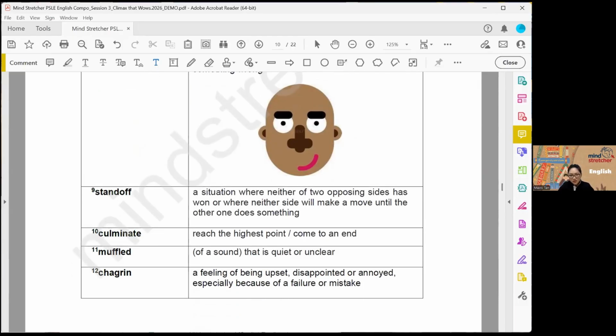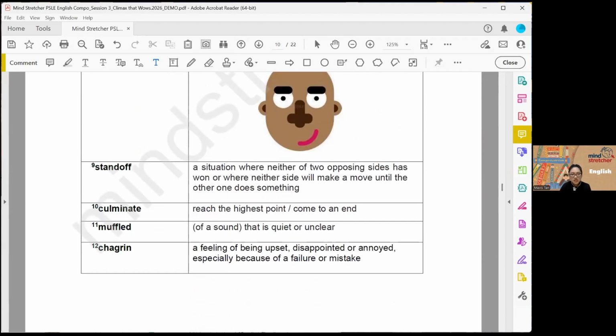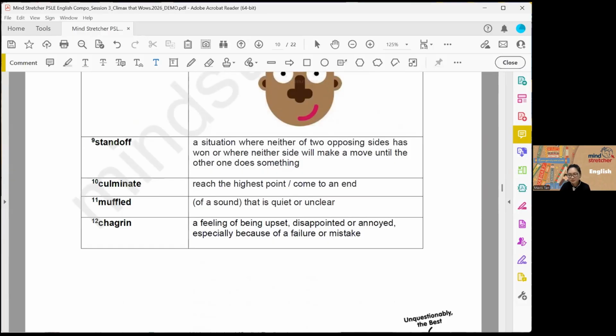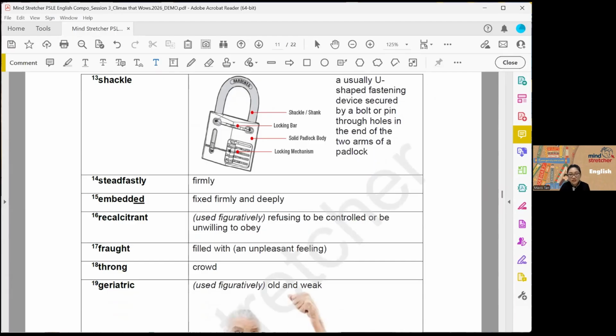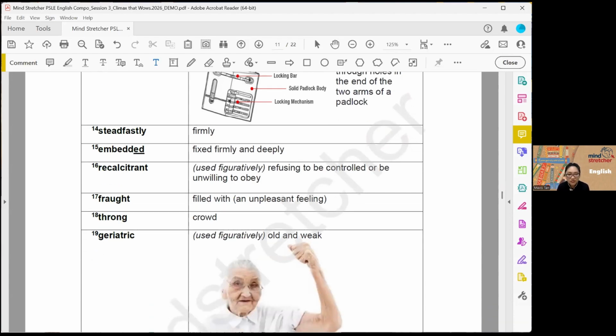Culminate is when everything builds up to the highest point. Muffled, it's not very clear. Chagrin, feeling upset, disappointed. Shackle, steadfast, embedded, fixed, recalcitrant. This is very useful for defiant characters. They break one school rule, they do it again, they get punished, they do it again. You often see them in the discipline master's office. Recalcitrant. So maybe the person who told the lie has been doing it a few times already. Strong is crowd, fraught with.